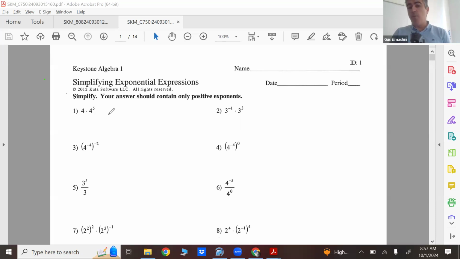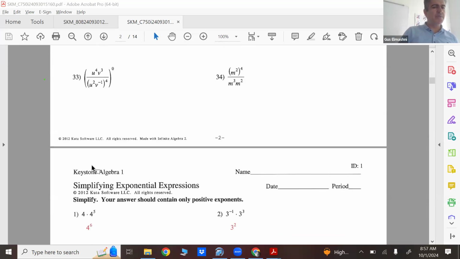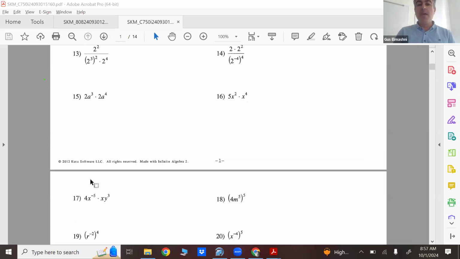Yeah, I mean, you can multiply it out if you want to. But actually, if I look at the answer key, I think it says just 4 to the 6. Yeah, it does. Okay.